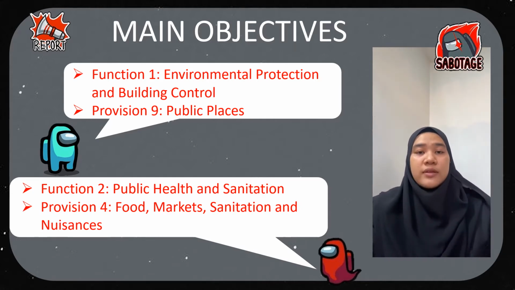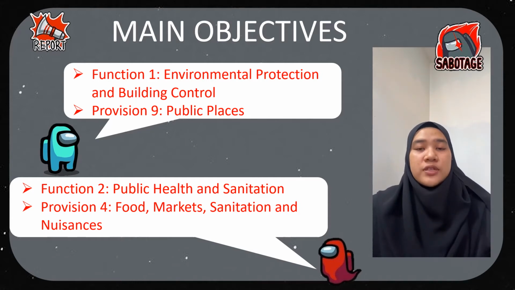Function 2, Public Health and Sanitation, with Provision for Food, Markets, Sanitation and Nuisances. Public health and sanitation in Malaysia: the Ministry of Health is in charge of healthcare management, which is organized into federal, state and district offices, also known as local authority.